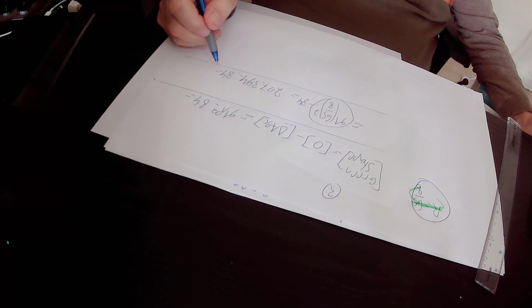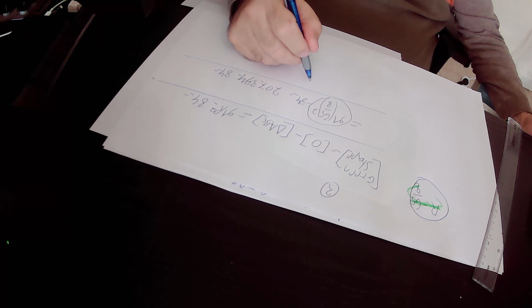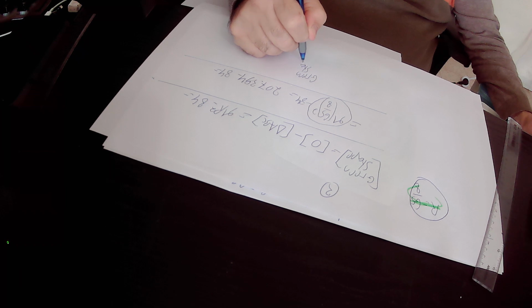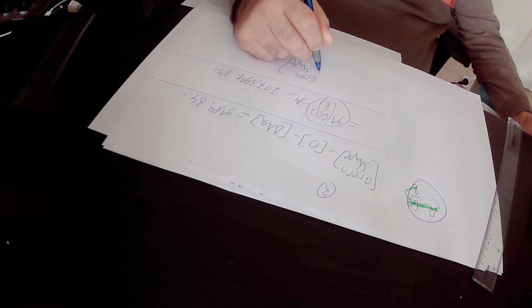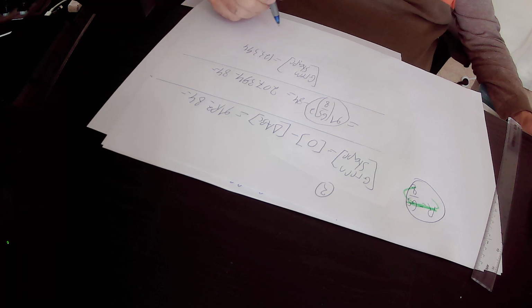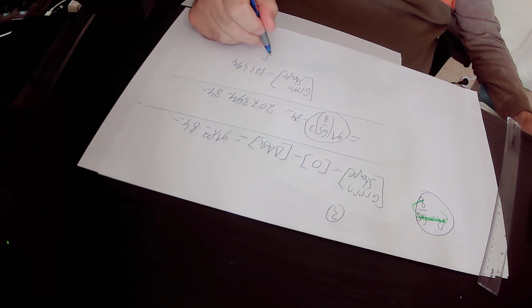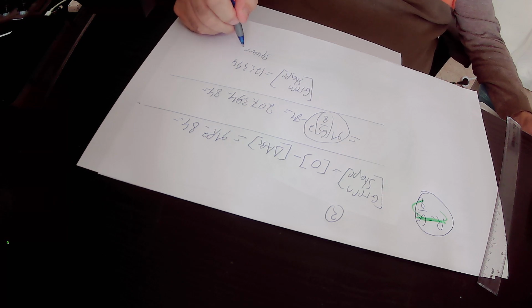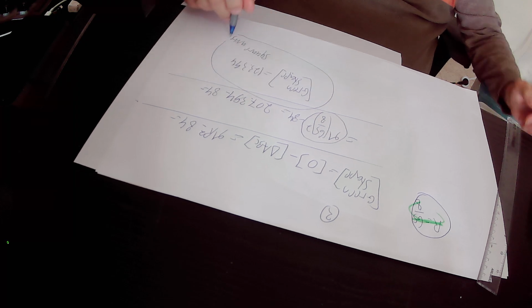207.394 minus 84 is equal to 123.394 square units. And that is the answer to the question.